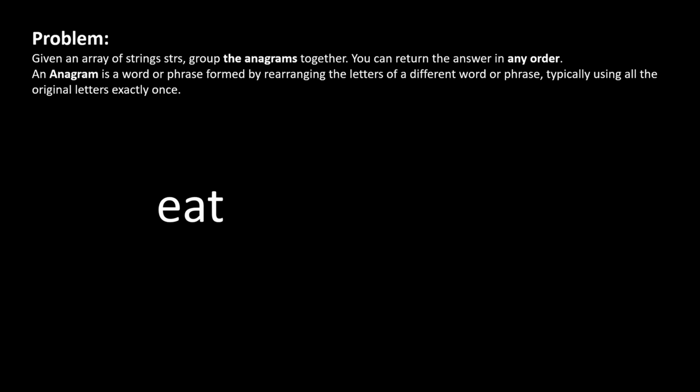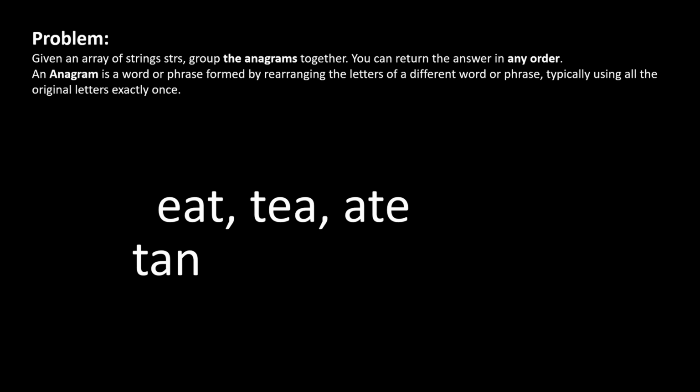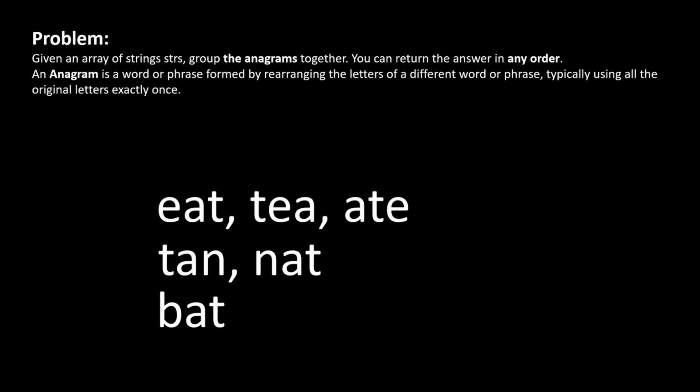So for example, if we have the word eat, this is an anagram for tea and also an anagram for ate. So what you want to do is group these three words together into a group at the end. But you won't just have these three words, you will have more words potentially. So tan is an anagram for nat, and these two words become a group, and you can have one more word, for example bat, and bat could be your final word, and it may or may not have any anagrams.